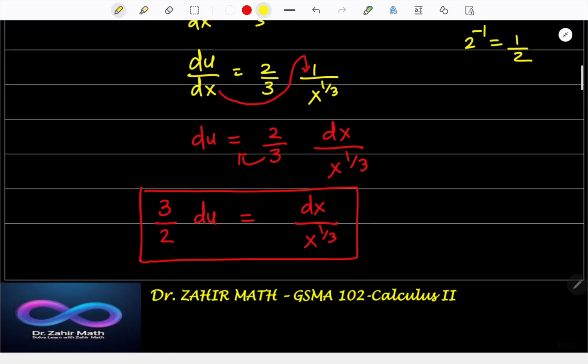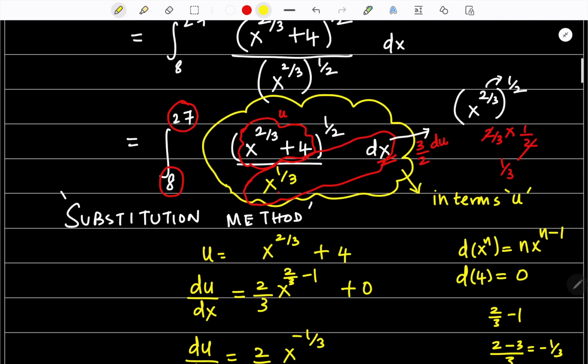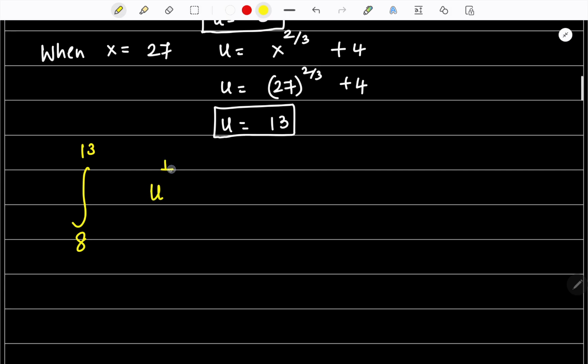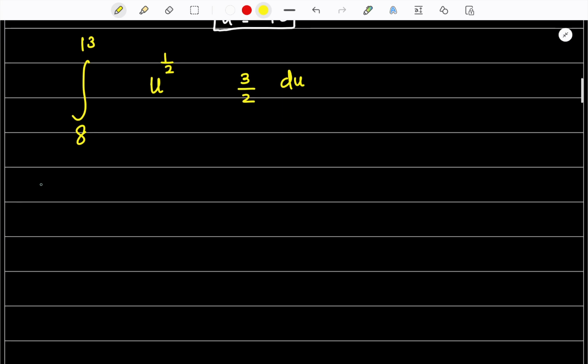And look at here. This part goes as what? u to the power of 1 by 2. This is u, this is power 1 by 2. This is 3 by 2 times du. So this is u to the power of 1 by 2 and 3 by 2 times du. Right. So now 3 by 2 is a constant. Let me take it out. Integral 8 to 13 u to the power of 1 by 2 into du.